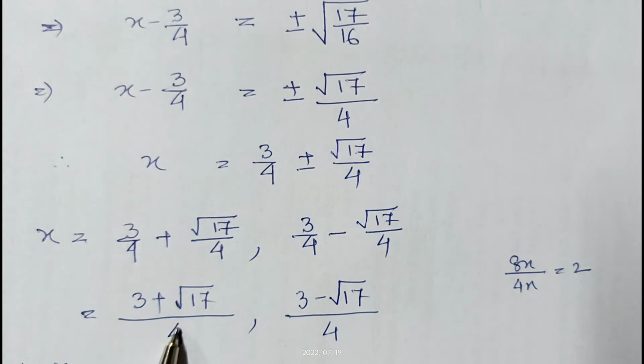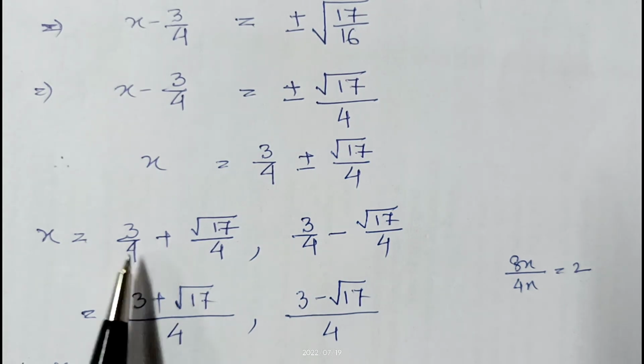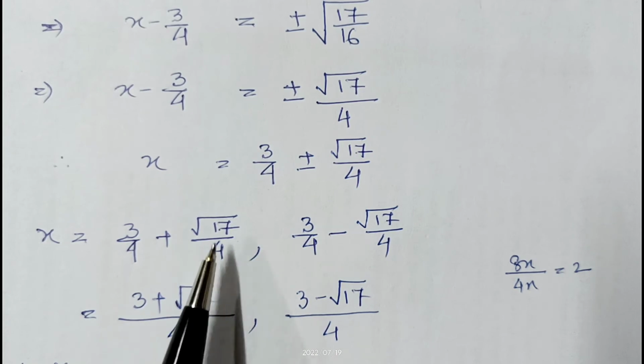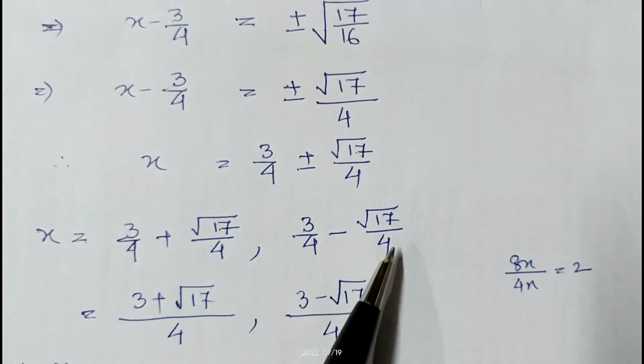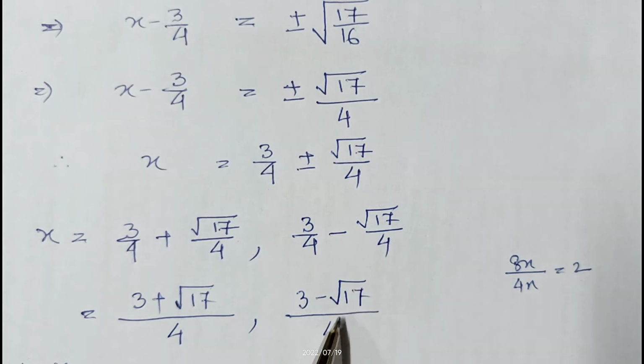Here 4 is the LCM. 4 divided by 4 is 1, 1 into 3 is 3, plus 4 divided by 4 is 1, 1 into root 17. And here 4 will be the LCM. 4 by 4 is 1, 1 into 3 is 3, minus 4 divided by 4 is 1, 1 into root 17. So (3 + root 17)/4 and (3 − root 17)/4 are the required roots of the given equation.